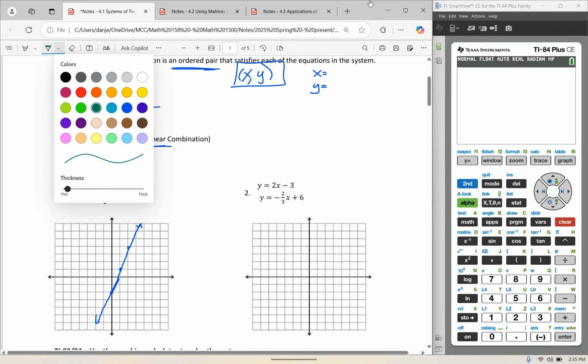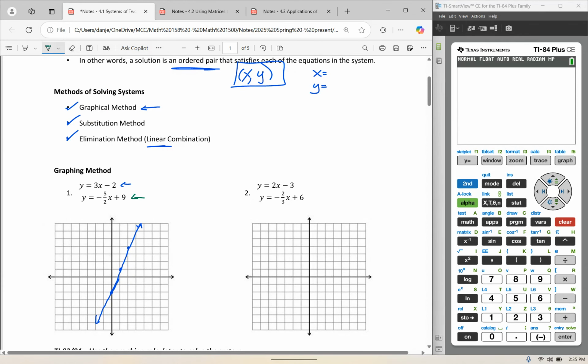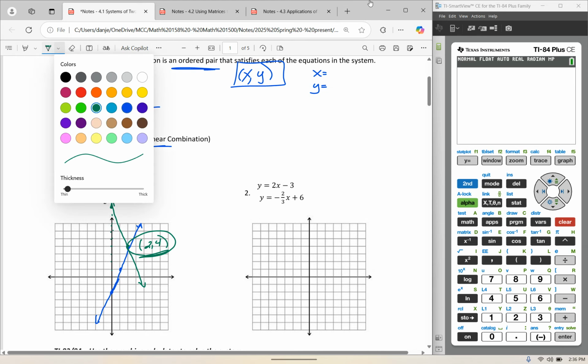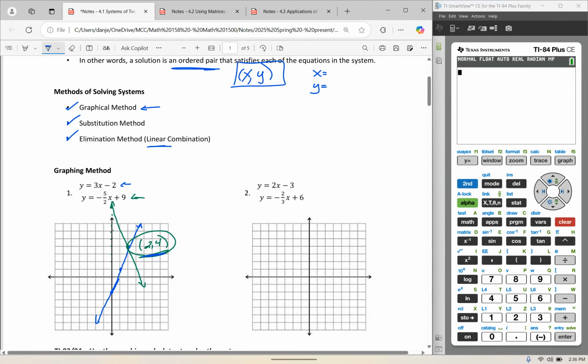The second equation, I'll make it green, is y equals negative 5 halves x plus 9. So we count 1, 2, 3, 4, 5, 6, 7, 8, 9, about up here. Then we have a slope of negative 5 halves, so down 1, 2, 3, 4, 5, and over 2. Conveniently, we see that these two lines intersect at the point 2, 4. So our point of intersection is 2, 4, and the solution to the system is the point 2, 4. I like to use the graphing method to illustrate that the solution to the system is the point where the two lines intersect.